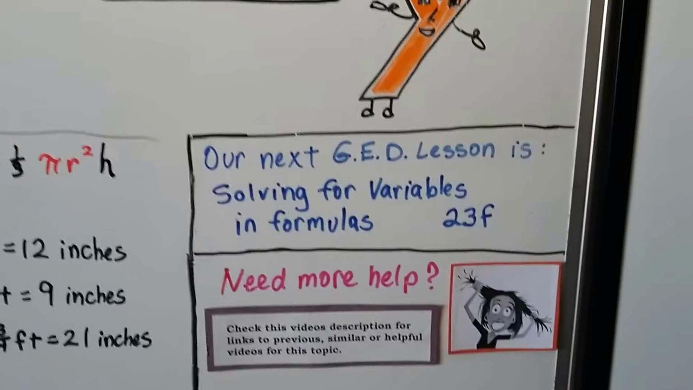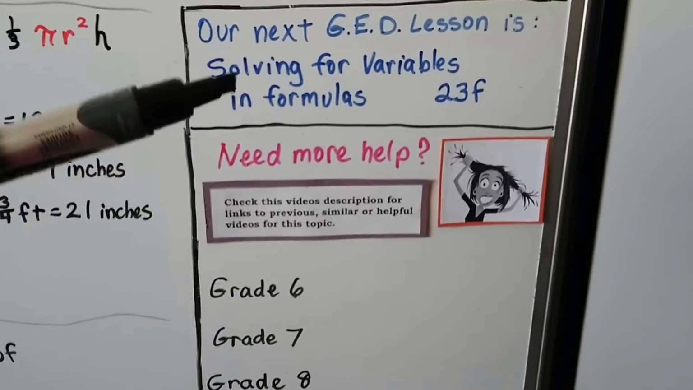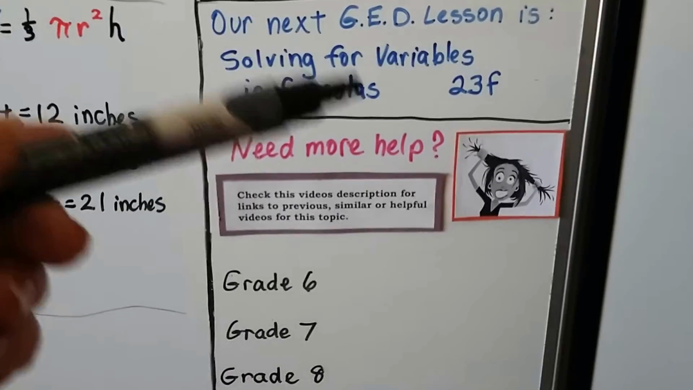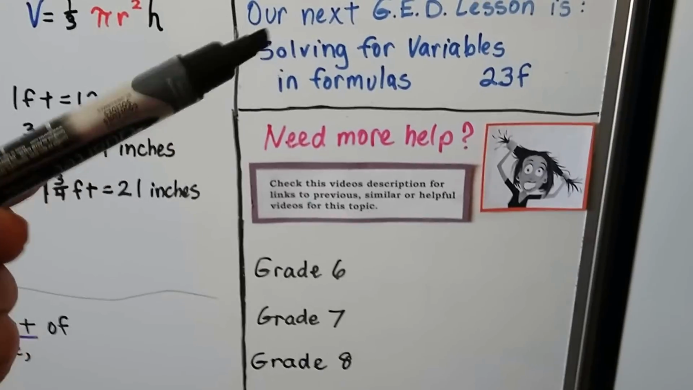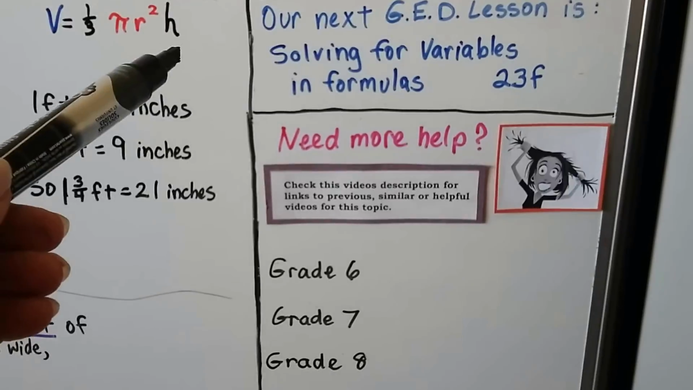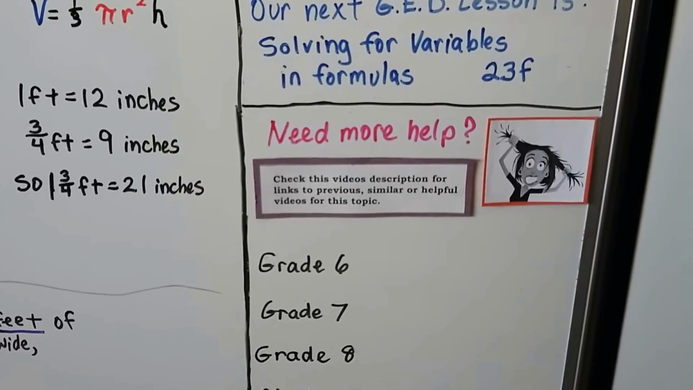Our next lesson is going to be solving for variables in formulas. And we've talked about this before, where you can take a formula and solve it for a different letter in the formula than what it's showing. If it says V equals, we could solve this for H and make it H equals. So we're going to talk about that some more.